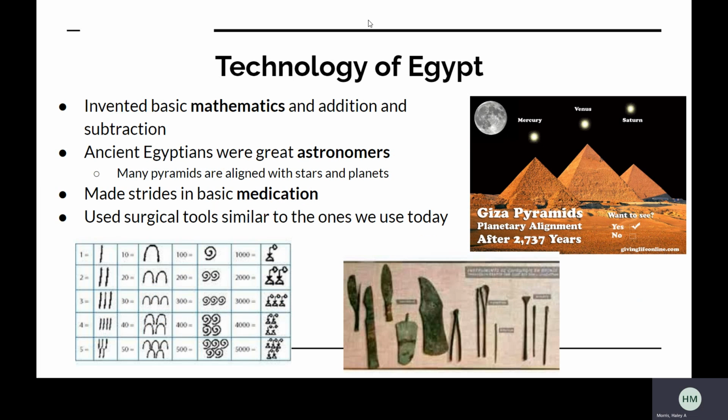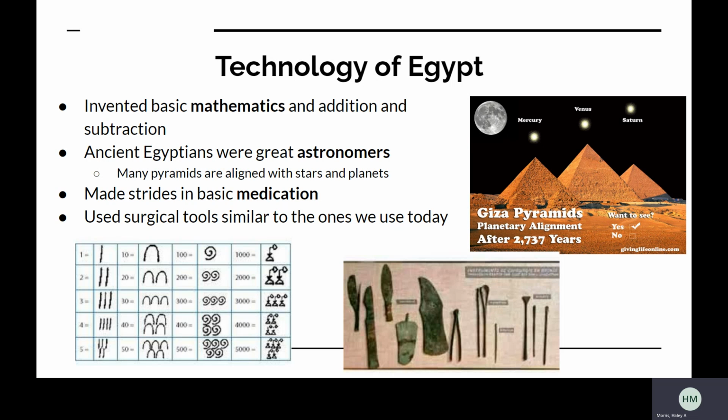All right, and then lastly, the technology of Egypt. They invented basic mathematics and addition and subtraction. And this is where a lot of our form of mathematics come from. This is something that is a long-term effect from this civilization, understanding of mathematics and things of that nature. They were also great astronomers. Ancient Egyptians were great astronomers.